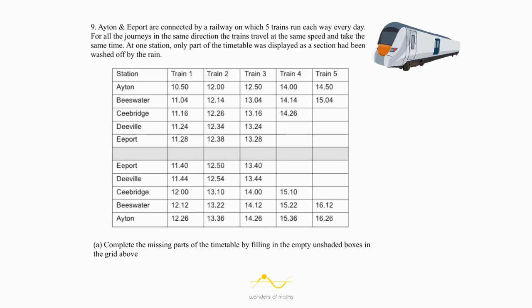We know that all of the trains take the same time going each direction. So, all we have to do here is read the different times between the different stations for each train and fill in the rest of the table accordingly. All the trains take 12 minutes to get from Beeswater to Seabridge, so train 5 would arrive at 3:16.